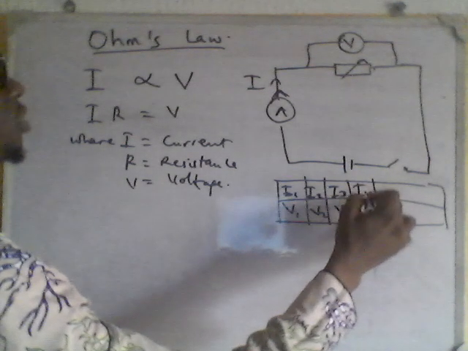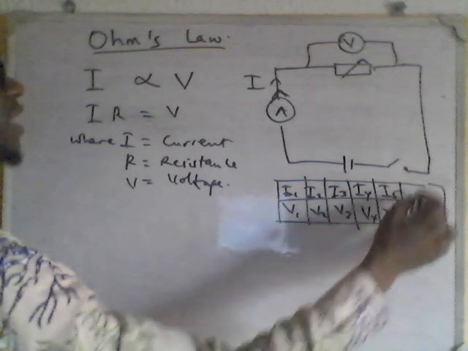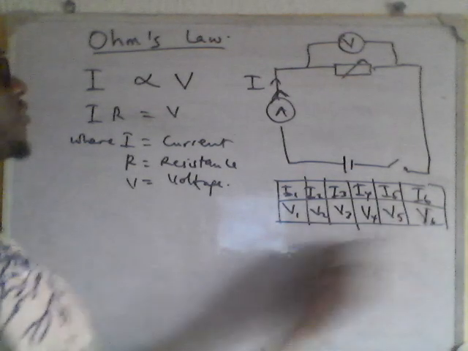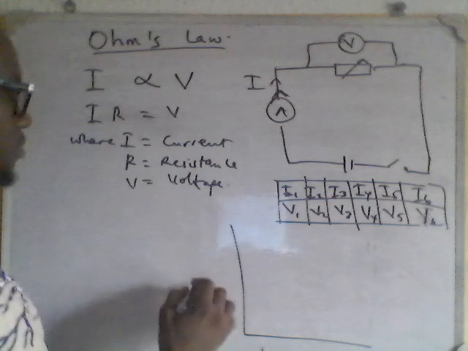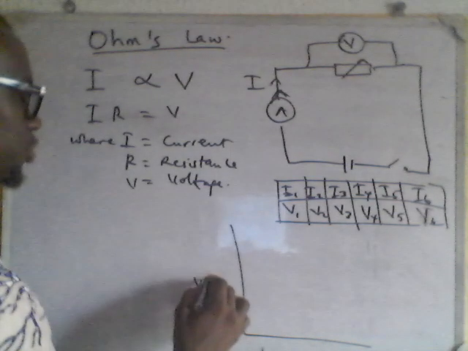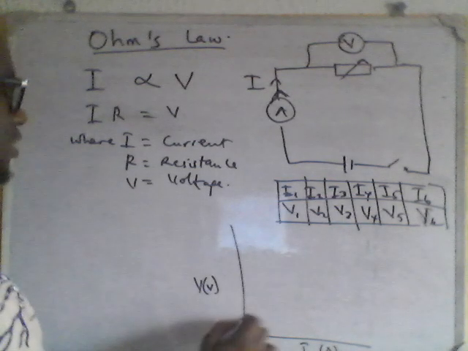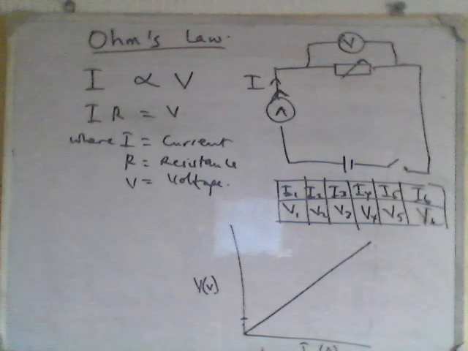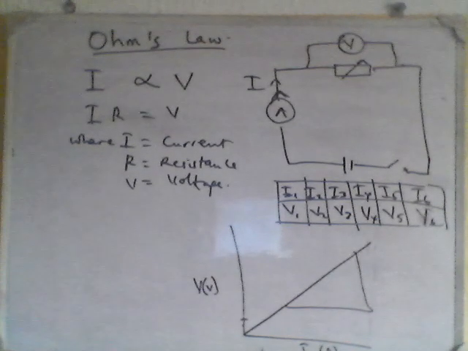You have I4, with a corresponding value for V4. You have I5, and a corresponding value for V5. Then let's say I6, with a corresponding value for V6. So if you plot the graph of voltage and current it goes like this. This is the voltage axis, measured in volts, and this is the current axis, measured in amperes. As it is increasing, you have a straight line like this. So the relationship between the current and the voltage is a straight line graph, and the slope of the graph will give me the resistance of that material.